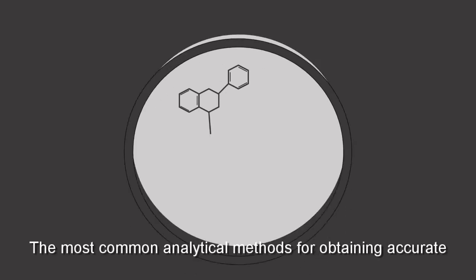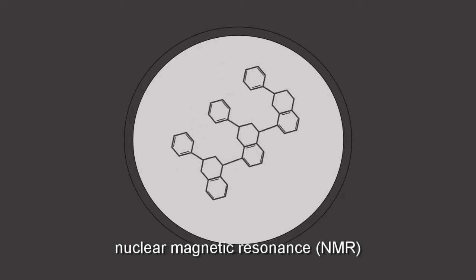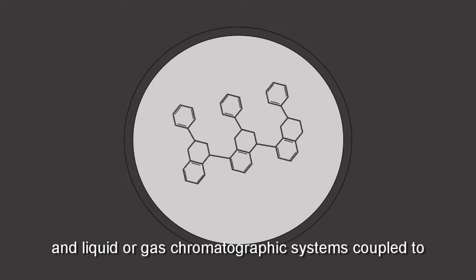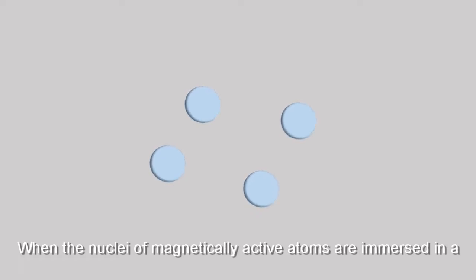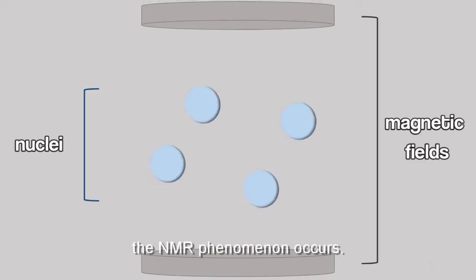The most common analytical methods for obtaining accurate and detailed molecular information are nuclear magnetic resonance and liquid or gas chromatographic systems coupled to advanced mass spectrometers, LCMS or GCMS. When the nuclei of magnetically active atoms are immersed in a static magnetic field and then exposed to a second magnetic field, the NMR phenomenon occurs.